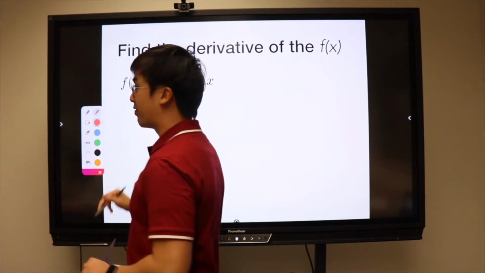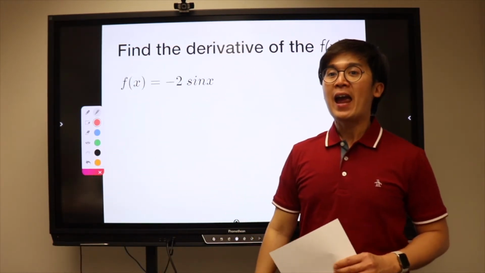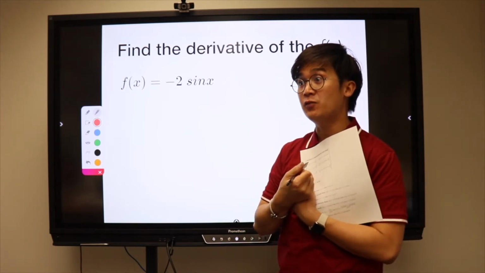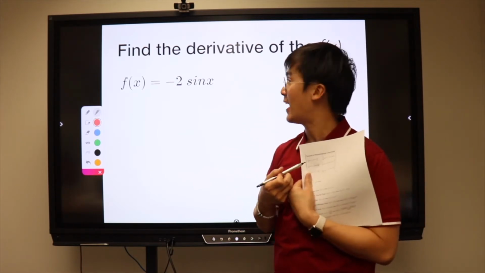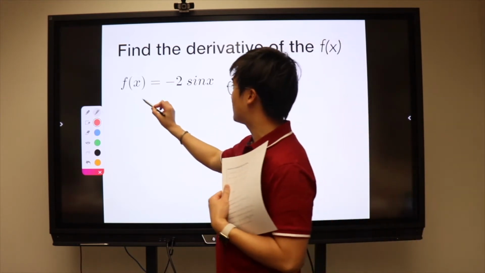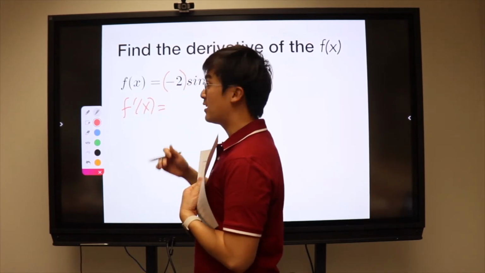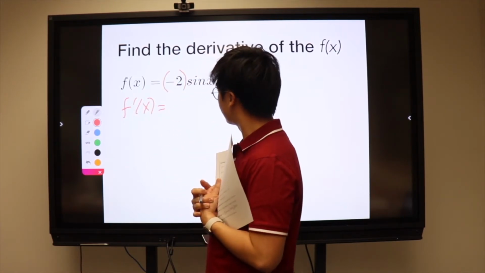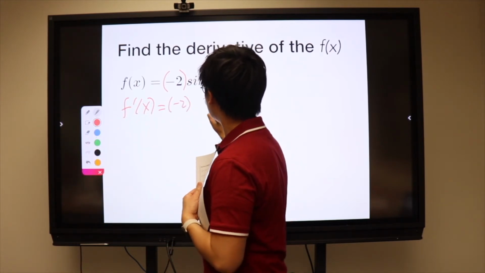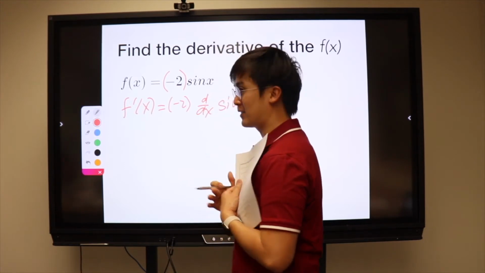Okay, f of x is negative 2 sine x. Which derivative formula are we going to use to find the derivative of this function? Obviously, the d dx of sine x. So if we're going to rewrite this, f prime of x is equal to, is this a constant? So we can set it aside and focus on the d dx of sine x.